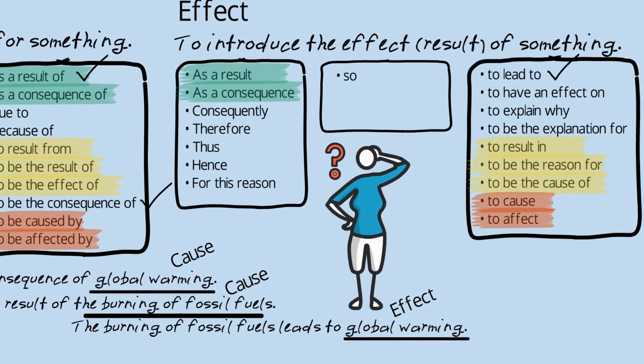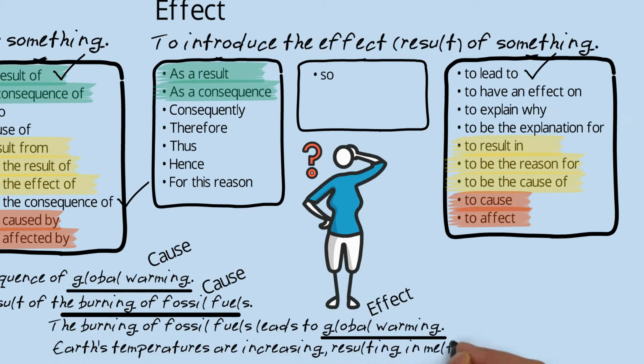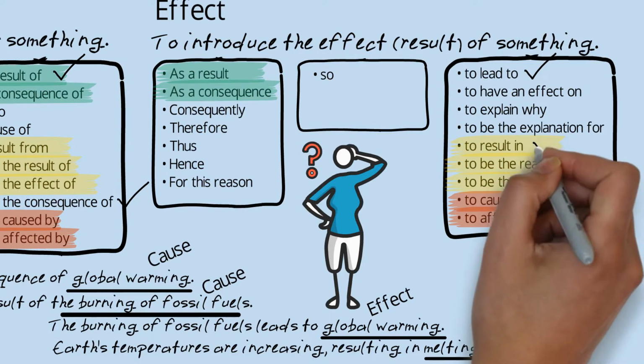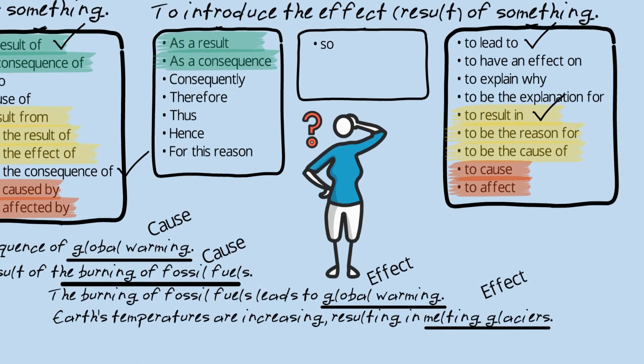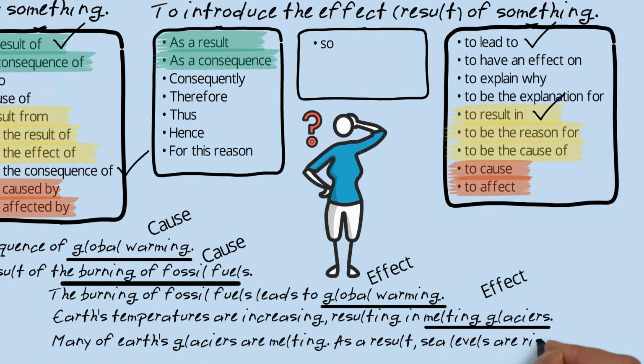Earth's temperatures are increasing, resulting in melting glaciers. So melting glaciers here is the effect. So we use an effect transition, resulting in. Many of Earth's glaciers are melting. As a result, sea levels are rising. So sea levels are rising is the effect, so we use an effect transition, as a result.